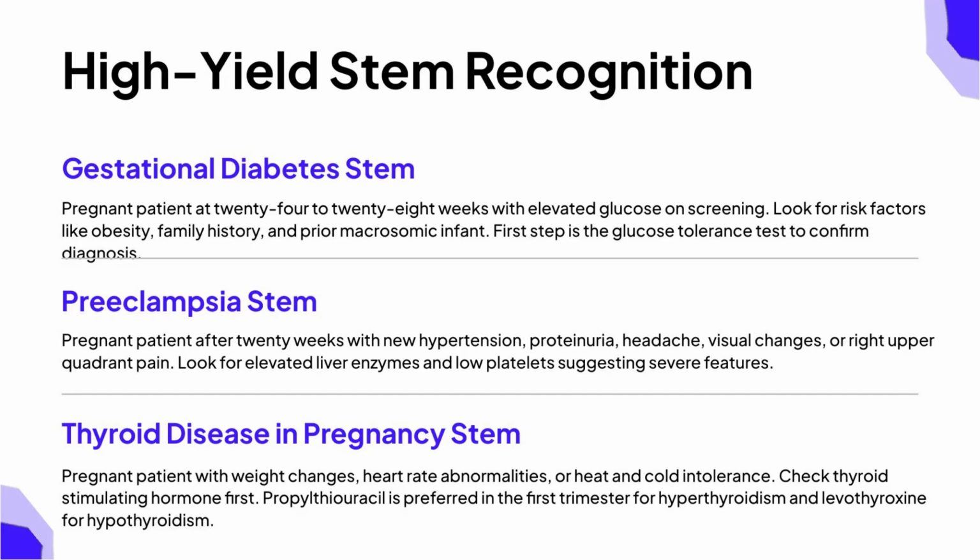For thyroid disease, look for a pregnant patient with symptoms of either hyper or hypothyroidism. The boards want you to know that thyroid-stimulating hormone is the initial test. Propylthiouracil is preferred in the first trimester for hyperthyroidism, and levothyroxine is used for hypothyroidism. Recognizing these patterns in the first few seconds of reading a question will save you valuable time.